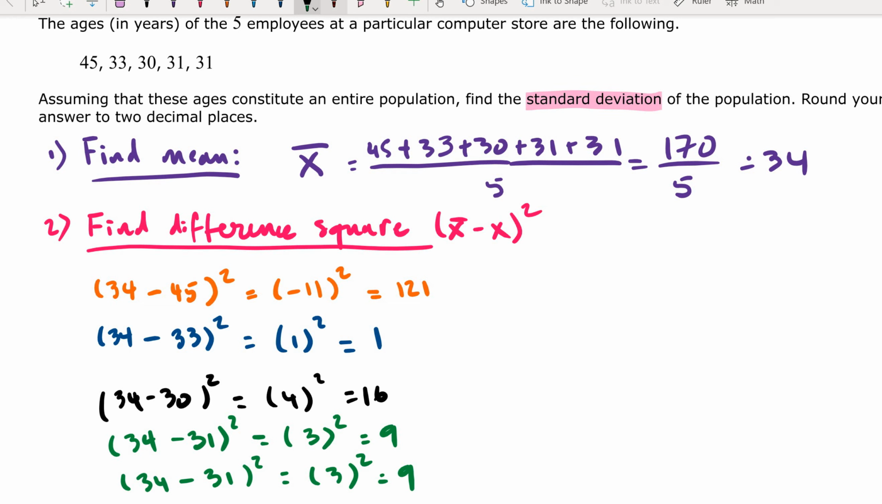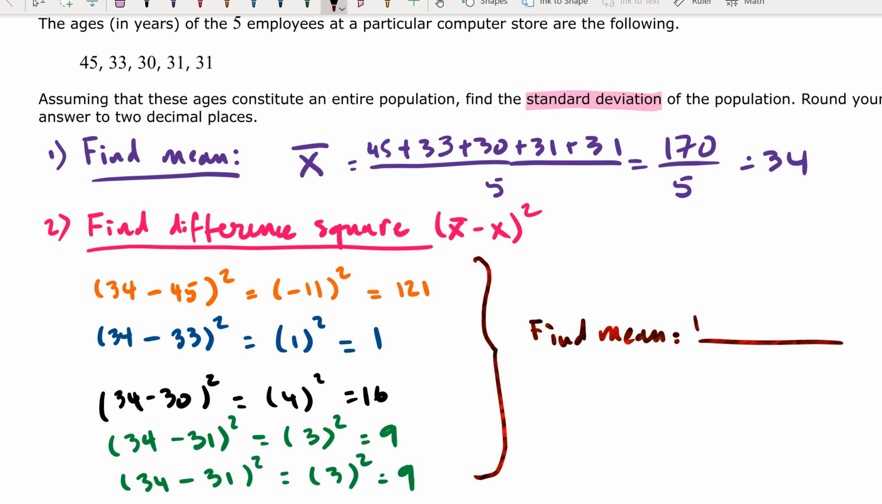Our next step is to find the mean of the squared differences. That means you add them up: 121 plus 1 plus 16 plus 9 plus 9, and divide by the total of 5. So what is your mean? 121 plus 1 plus 16 plus 9 plus 9, divided by 5. The answer is 31.2.